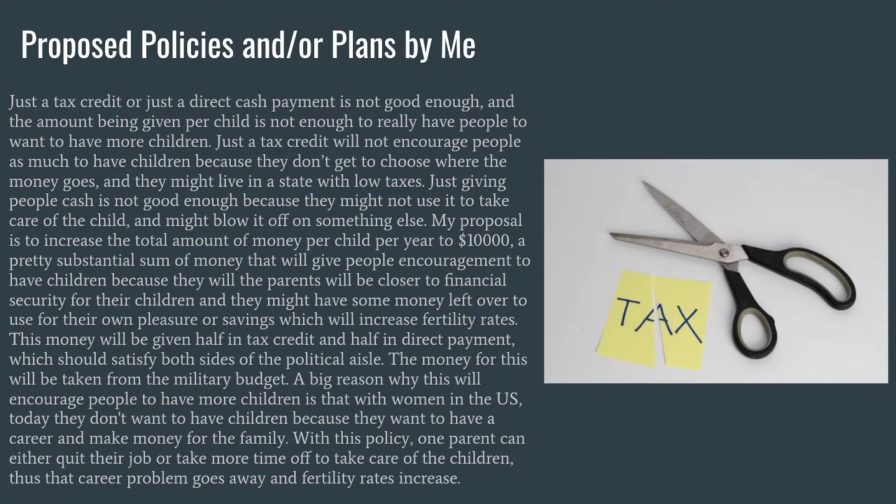Just a tax credit is not good, because people then don't get to keep any for themselves, to use for their own personal use, but a direct cash payment is not good enough, because people might just blow it away. So what I propose is a mix of both. I propose $10,000 per child per year, which is a quite substantial amount, which will encourage people to have children. Half of that will come in tax credit and half of it in direct cash payment, so you get a balance of both.